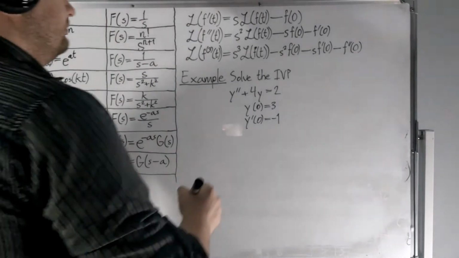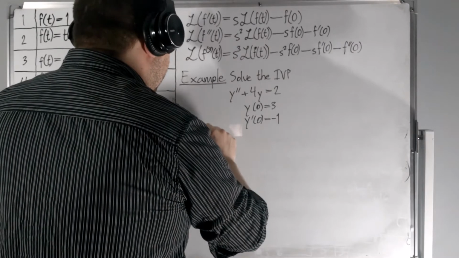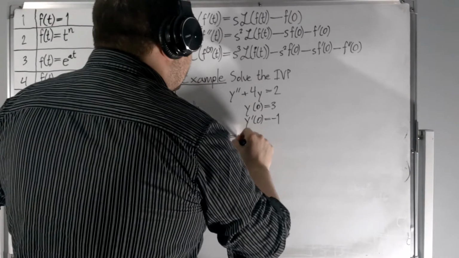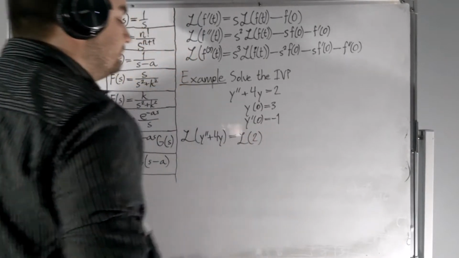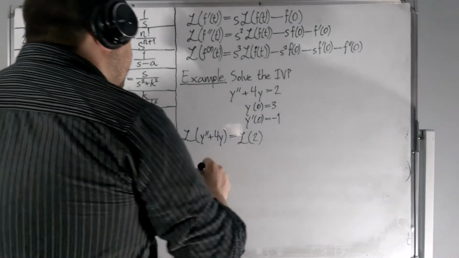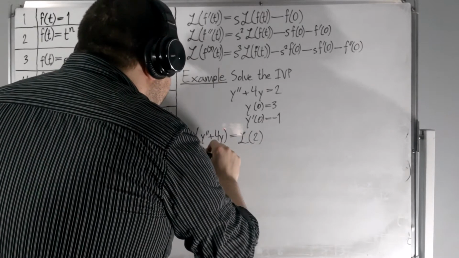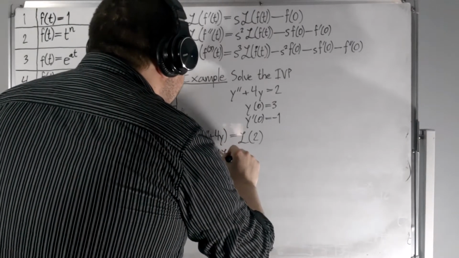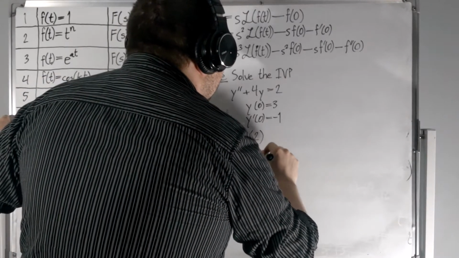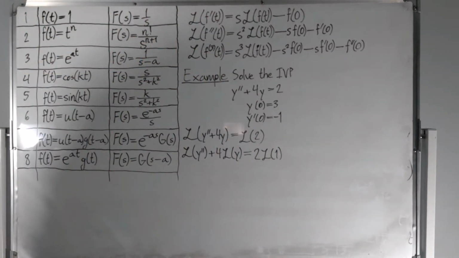So, we're going to take the Laplace transform of both sides of this equation. Laplace transform of y'' + 4y equals Laplace transform of 2. Okay, then the Laplace transform is linear, so we can write this as the Laplace transform of y'' plus 4 times the Laplace transform of y equals 2 times the Laplace transform of 1. Alright, great.